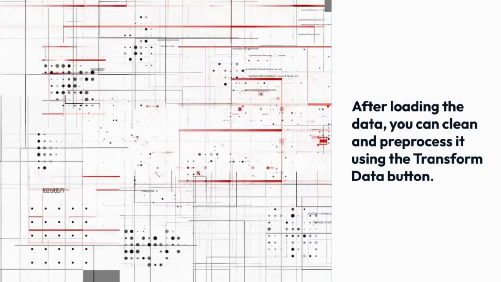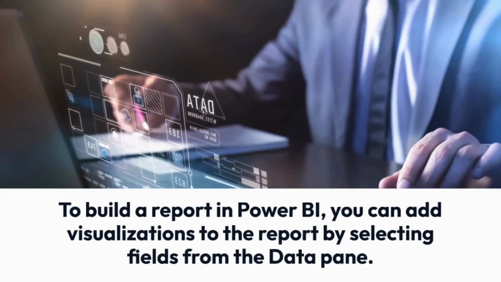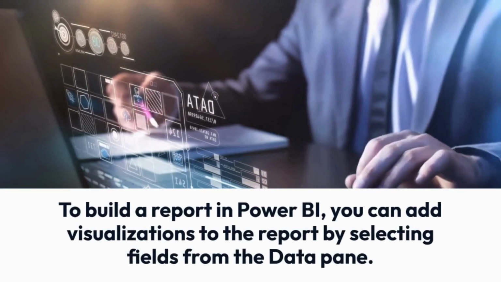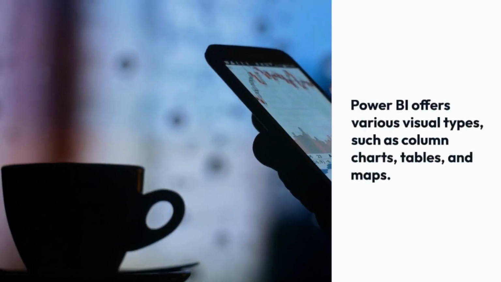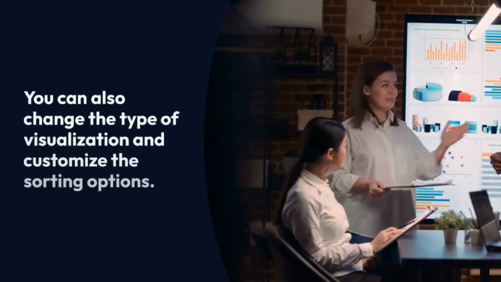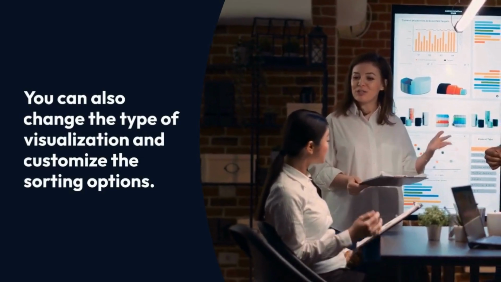To build a report in Power BI, you can add visualizations to the report by selecting fields from the data pane. Power BI offers various visual types such as column charts, tables, and maps. You can also change the type of visualization.